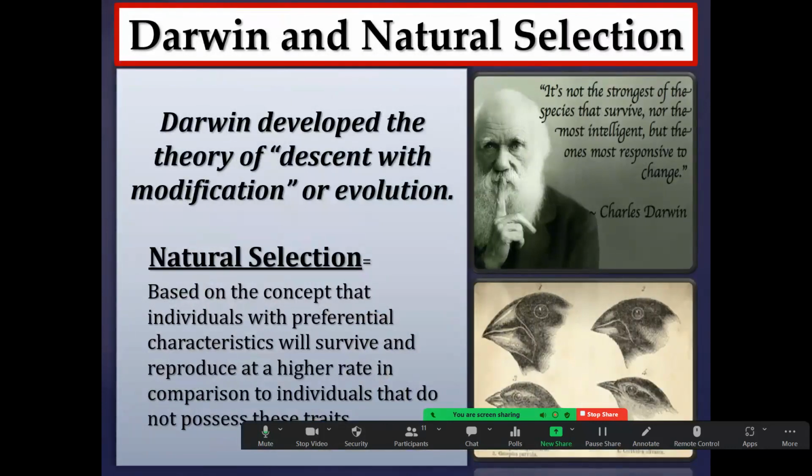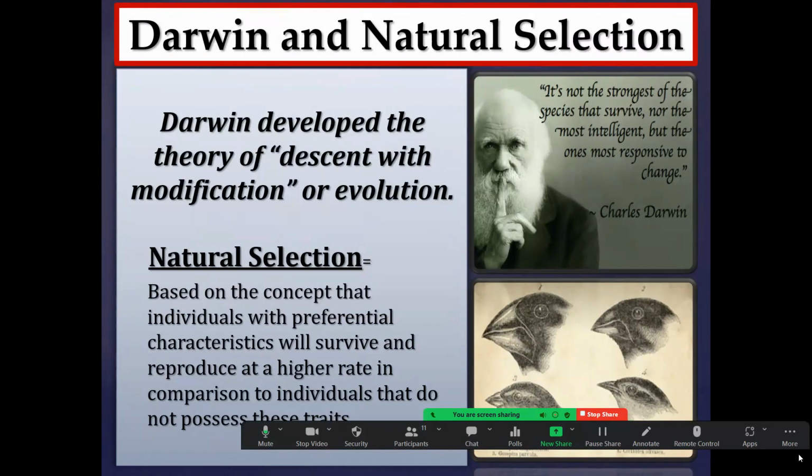Darwin developed the theory of descent with modification, or what eventually became known as the theory of evolution via natural selection. Natural selection is based on the concept that individuals with preferential characteristics will survive and reproduce at a higher rate in comparison to individuals that do not possess those traits or characteristics.